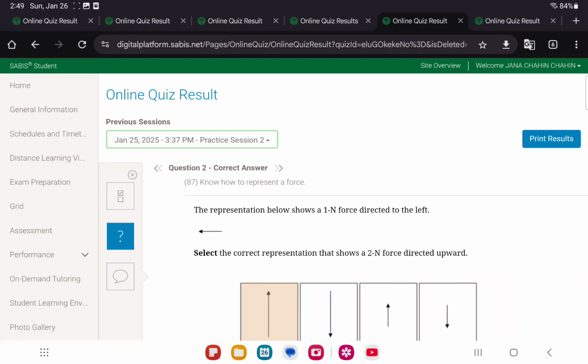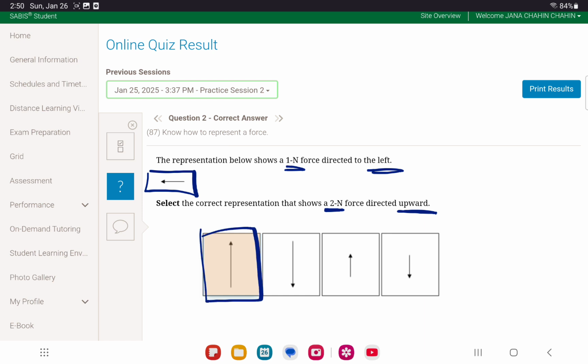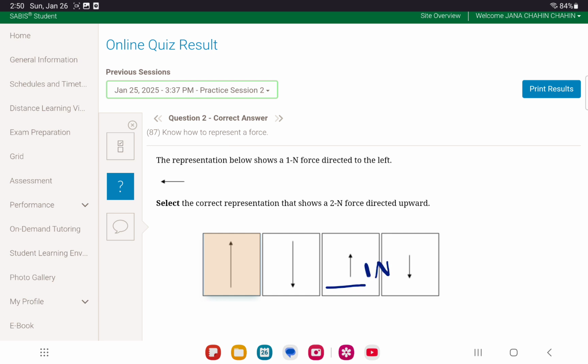Question number 2. Here, they're telling you that this is 1 Newton directed to the left. They want 2 newtons directed up. The only ones we have directing up are this one and this one. And this one looks more likely to this, so that means this is 1 Newton. They want 2 newtons, so it has to be a bit bigger than this because this is 1 Newton. So this is your answer.